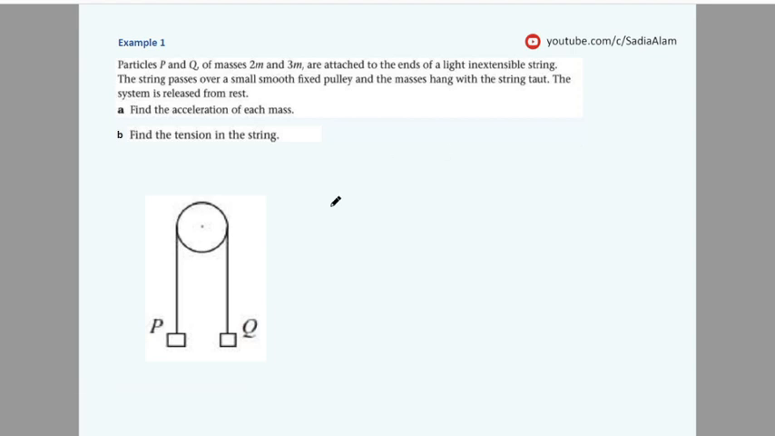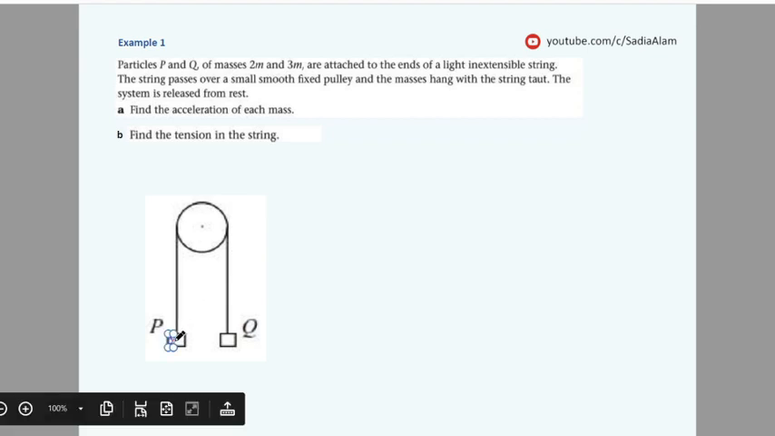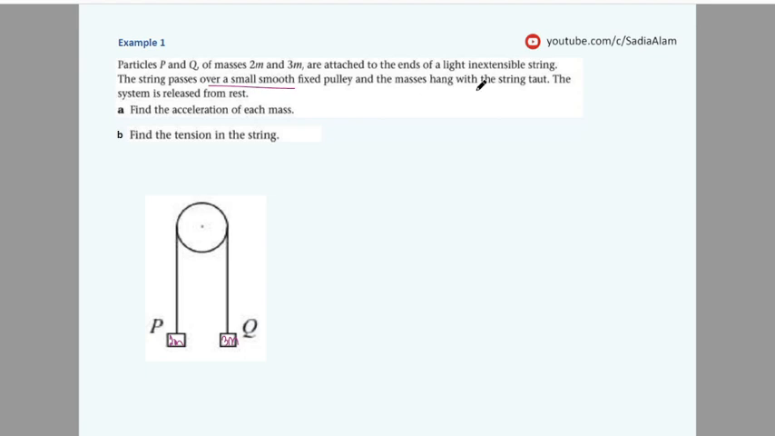So particle P has a mass of 2m, particle Q has a mass of 3m, and they are connected by a light inextensible string. The string passes over a pulley, and the masses hang with the string taut. The system is released from rest.